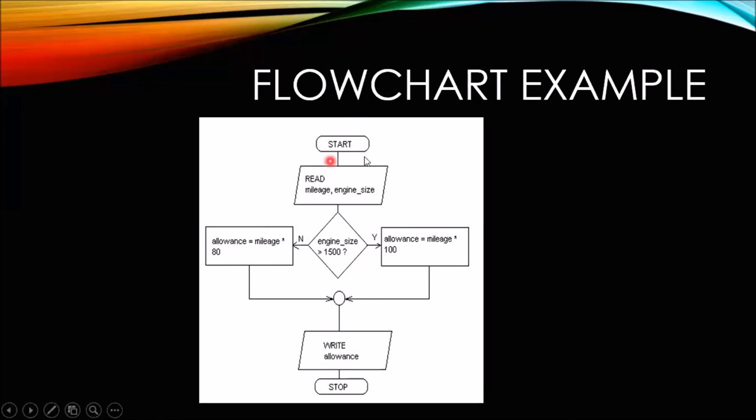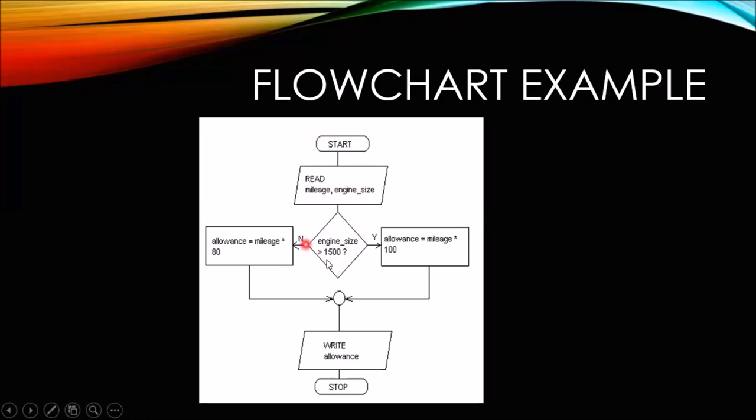All right, so we have start again to show the beginning of our flowchart. Parallelogram here, which is showing what it is that we are getting from the user. So we are getting mileage and we're getting engine size. Then now we have a decision here. So is the engine size greater than 1500?